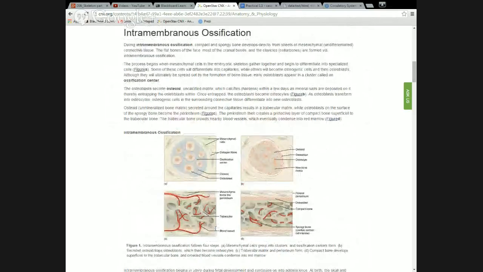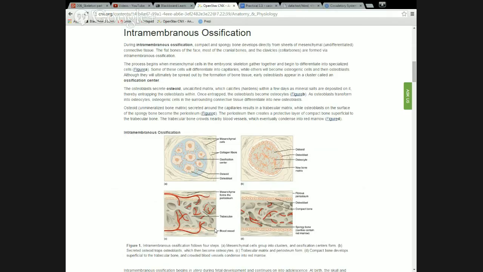Intramembranous is talking about bones that grow directly from mesenchyme in the embryo, or in the fetus. And then endochondral growth are bones that grow from cartilage, which is what chondro means. In the fetal skeleton, most of the bones are actually cartilage, and then they end up calcifying into bone tissue through this process of endochondral growth.